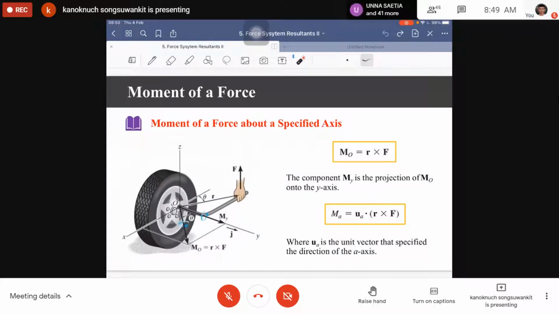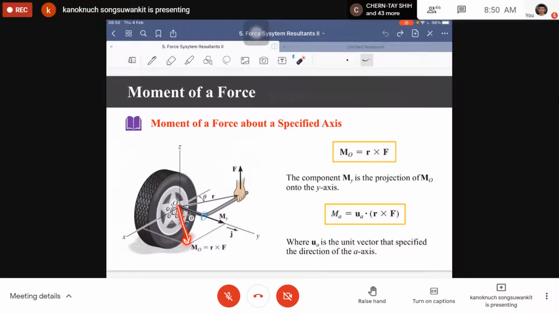So the moment will be perpendicular to these two vectors, which is this vector MO equal to R cross F. But in a real-life situation, your moment can only rotate about this nut, right? Because the nut cannot rotate along this axis, it must be directed along the y-axis. Here is the problem, because the moment that is really produced is not on this axis. So we have to change this moment from MO to MY. We call this the moment of a force about a specified axis.